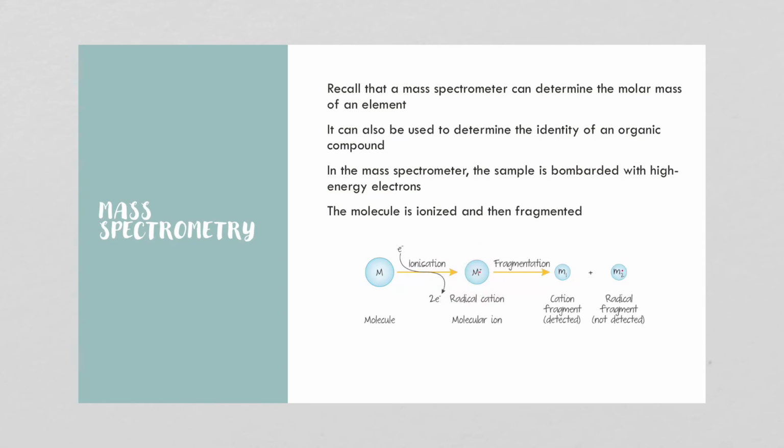Then that molecular ion will be further fragmented to form a cation fragment and a radical fragment, and so on. So we can then look and identify. For this radical cation, we can figure out the molar mass, and that would be the molar mass of the compound. And then we'll see peaks where these other cations are formed. They'll have specific masses, and we can then make some inferences.